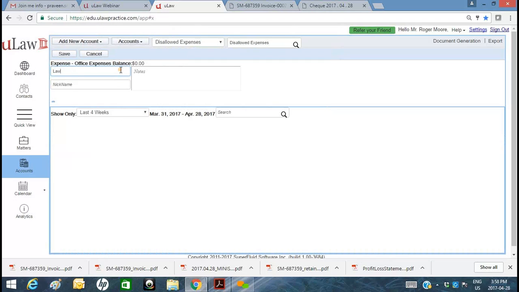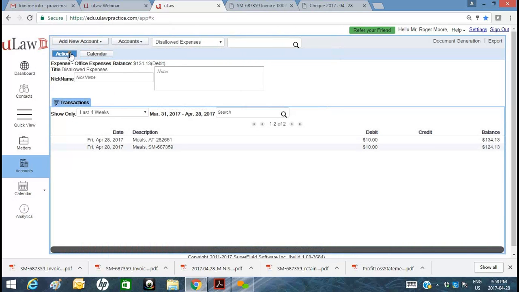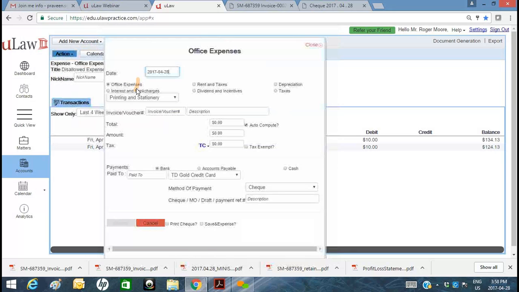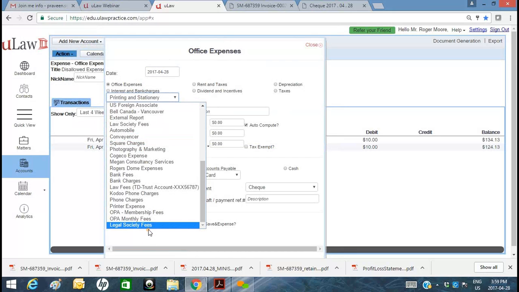Or even better, let me just call it Legal Society fees. Okay? Now let's say you pay annually about $150. That's part of your office or business expense that we spoke about. How do you ensure that you put that in? Let's say you got a $150 bill from the Law Society. You're going to say, hey, it's an office expense that I'm recording, and it's basically a legal society fee.